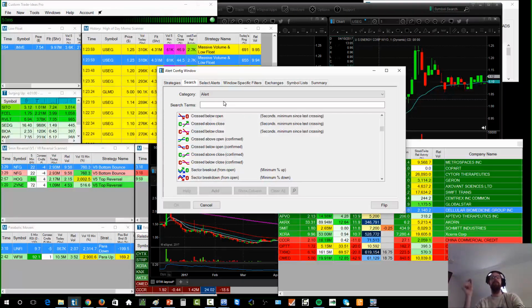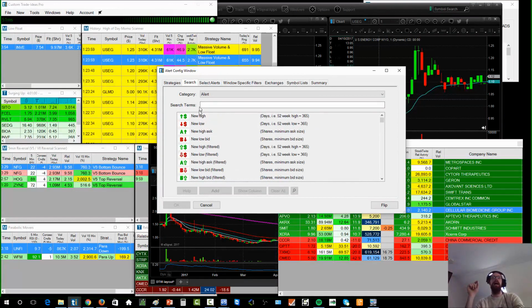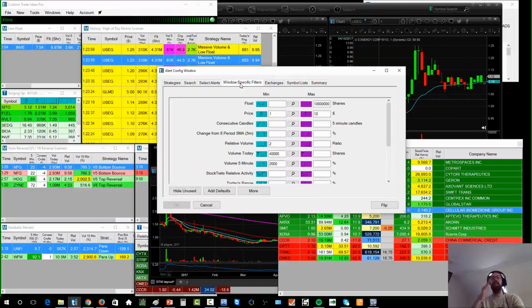Now, you have an alert, and the one that I'm using is new high. Stock is hitting new high. And then you have the filters. So you have all the stocks that are hitting new highs, and then how do you filter down that list? Now you filter by float. Float on only 10 million shares. You filter by price, between $1 and $10.